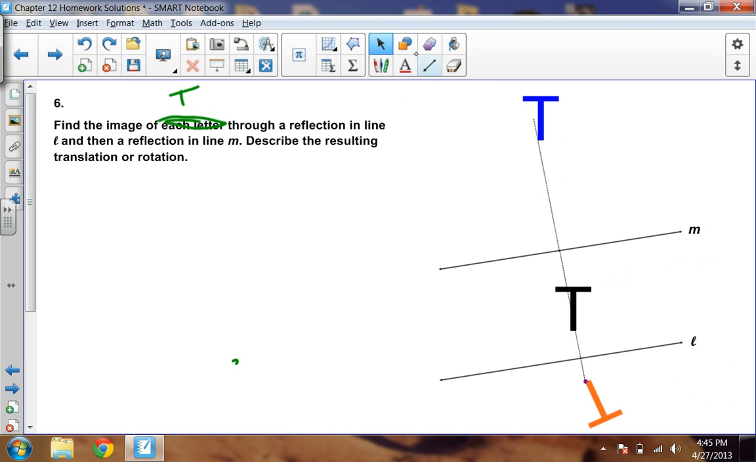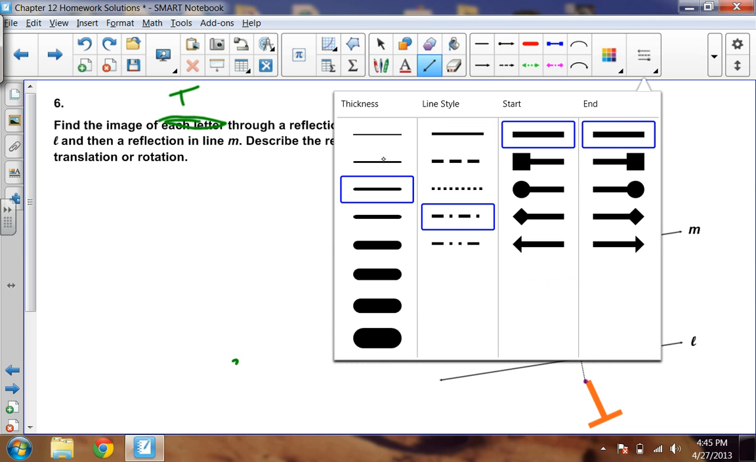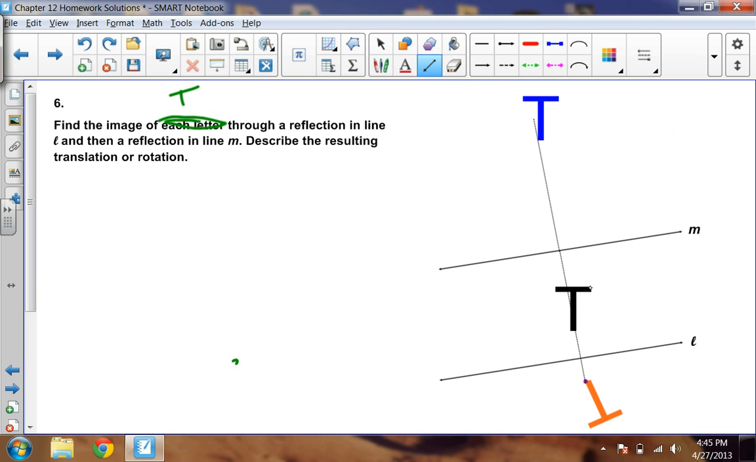Now what I have to do is look at another point on T. Let's look at these 2 points right here. From this top right part of T in my pre-image, to this top right part of T in my image. This distance, let's call it x. This distance is a translation.